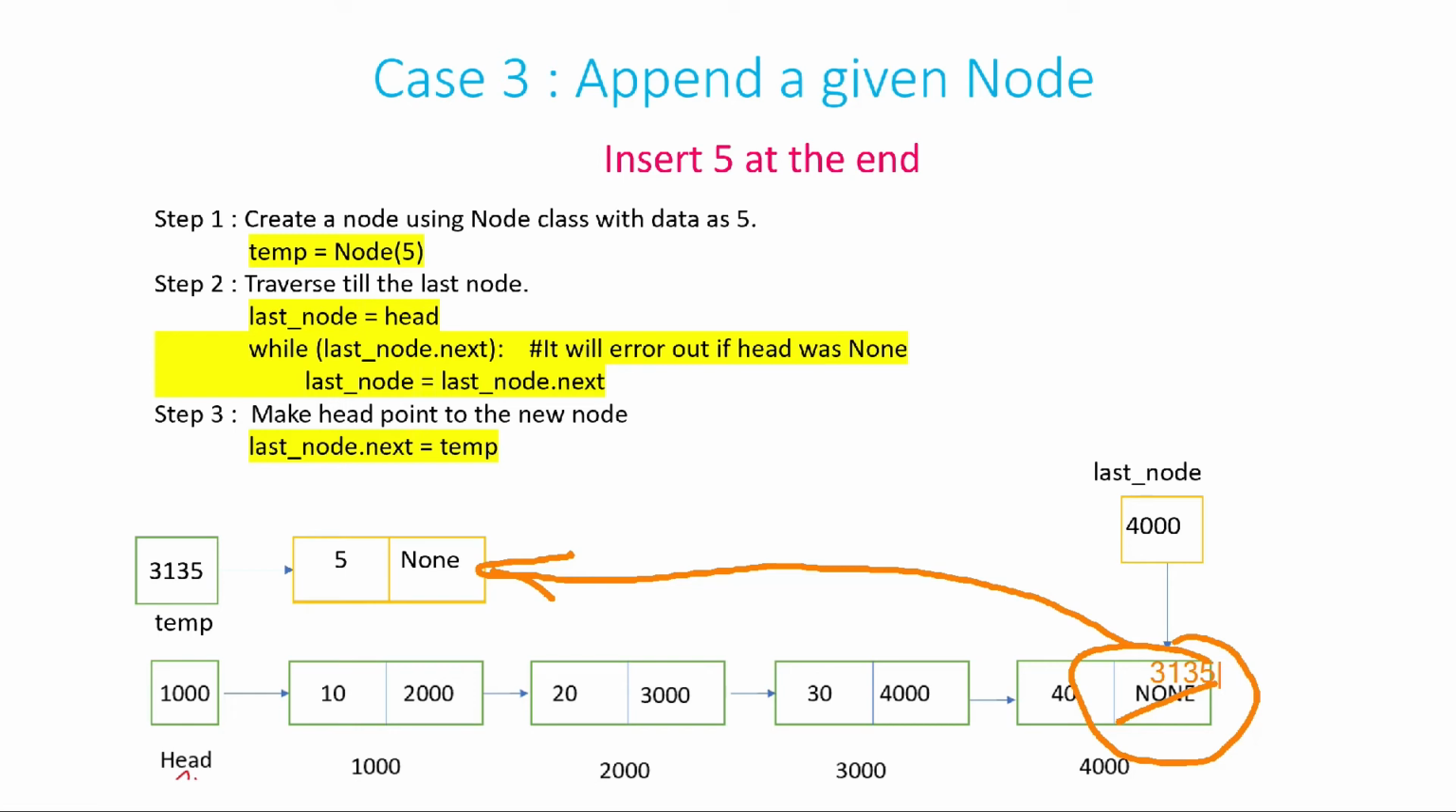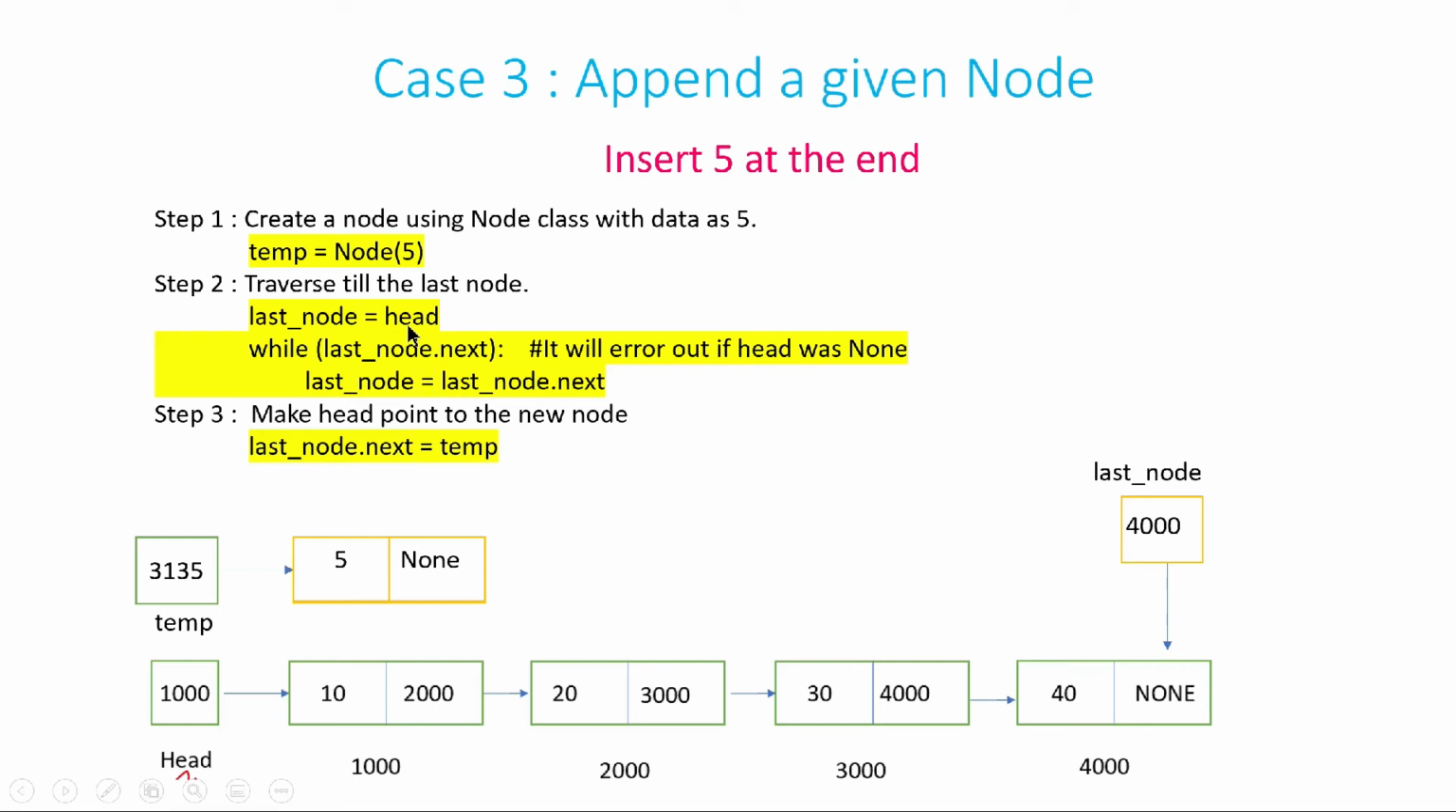It's just the traversal. So how will you do the traversal? I'm talking about step 2. What are you going to do here? Whatever is there in the head, which is 1000, you will keep in a temporary variable last node, and you'll check if last node dot next exists. In the first case, last node dot next is 2000. So 2000 is there, yes. So you'll come inside and you'll assign last node as last node dot next. So what does last node now contain? It points to 2000.